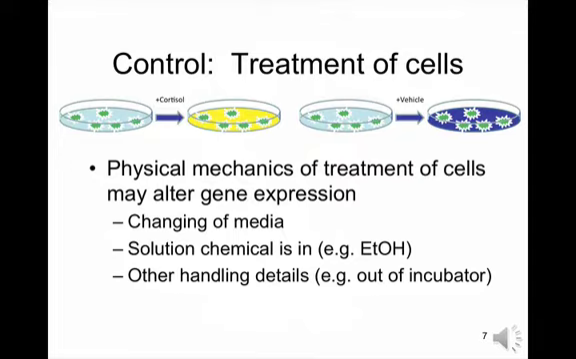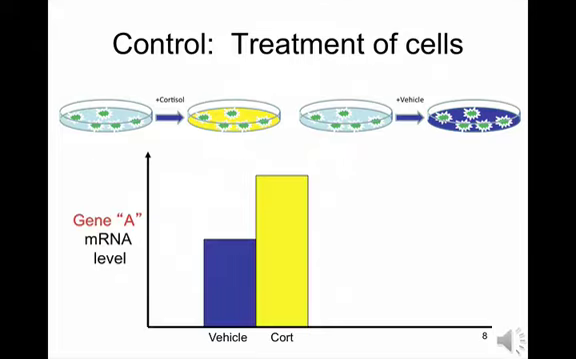So everything is the same besides the cortisol in the treatment. So that's one control. And if the gene is indeed regulated by cortisol, we would expect to plot a similar bar graph as before, but we would plot a vehicle control instead of an untreated control.